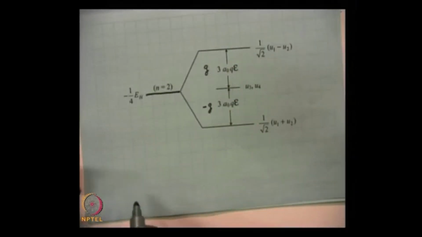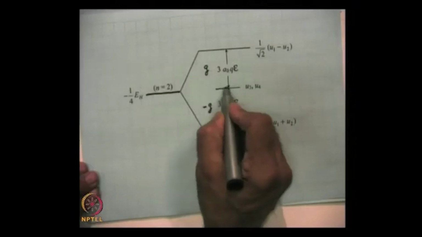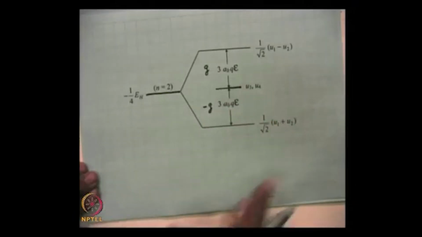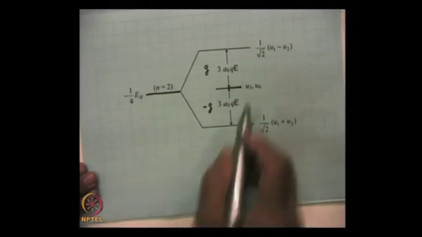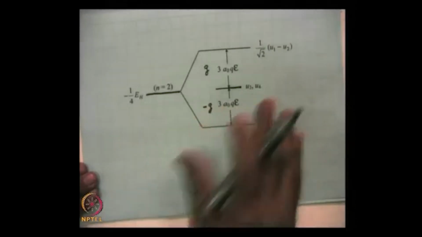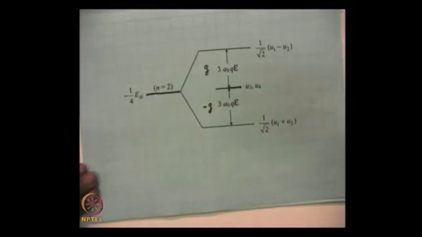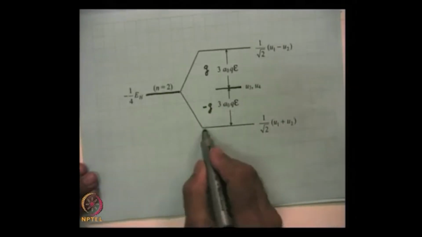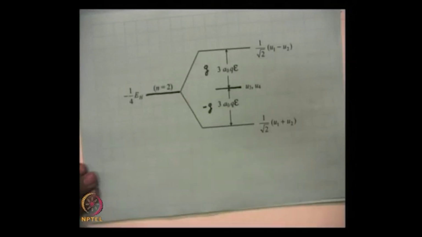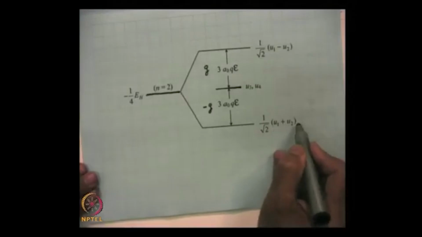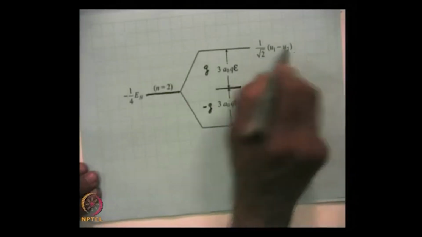So, the n equal to 2 state, of course, I am neglecting spin, splits into 3 states. For U3 and U4, the first order perturbation is 0, and so for this the degeneracy is not lifted. But for the other, there are these two states which split, the wave functions being u1 plus u2 by root 2 and u1 minus u2 by root 2.